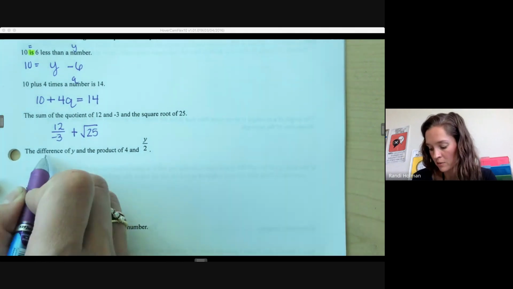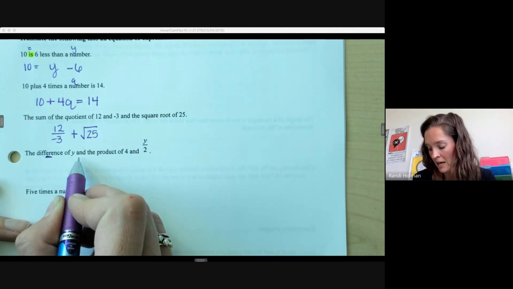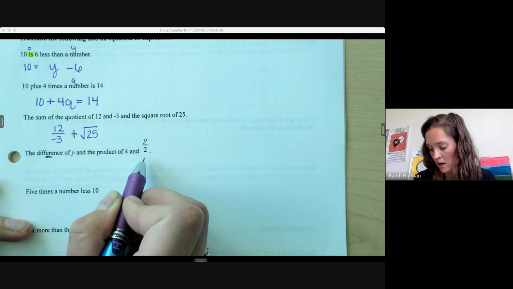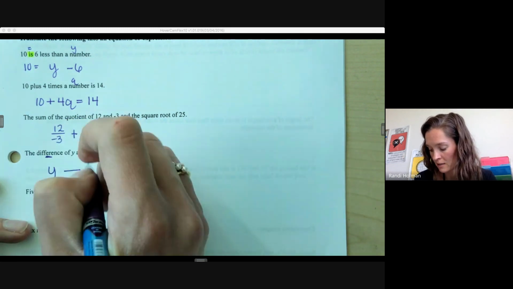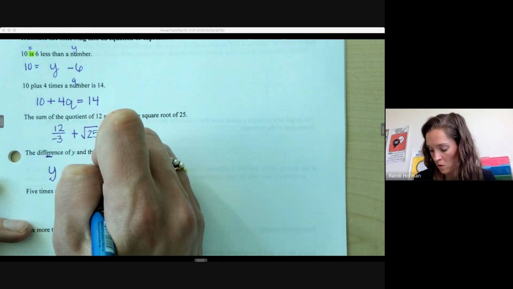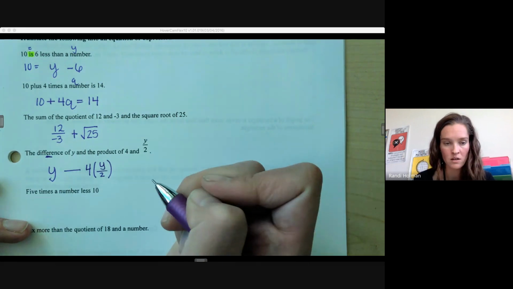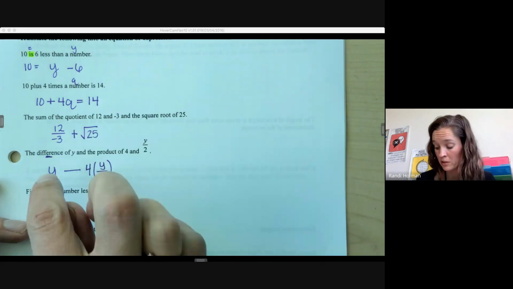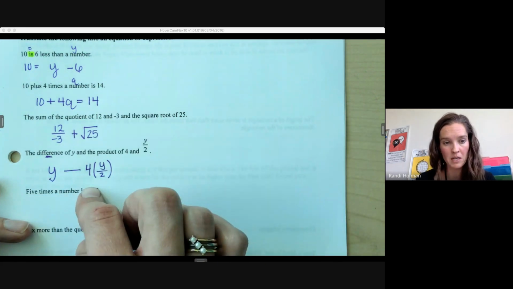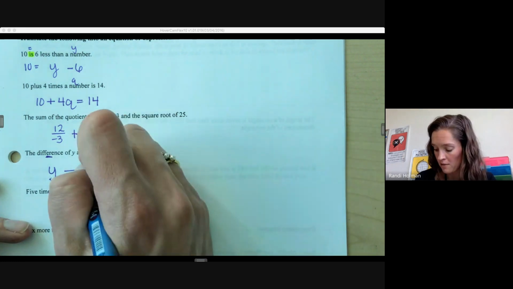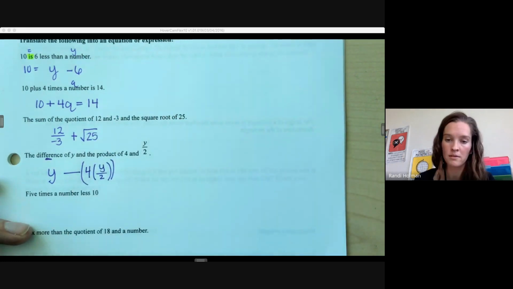The difference, so we're subtracting, of y and the product of 4 and y over 2. So we're subtracting y and the product, so we're multiplying 4 times y over 2. Okay, again, think about your order of operations. We want to subtract the product. Well, we would do this multiplication first, so that's okay. If you put parentheses here, it's not wrong. Don't need them, but it's not wrong.